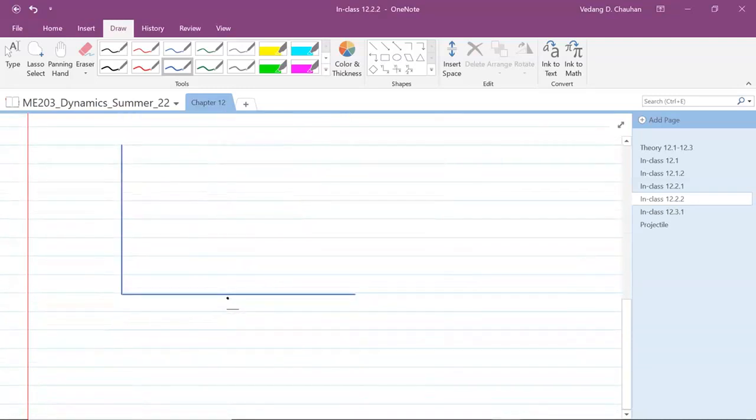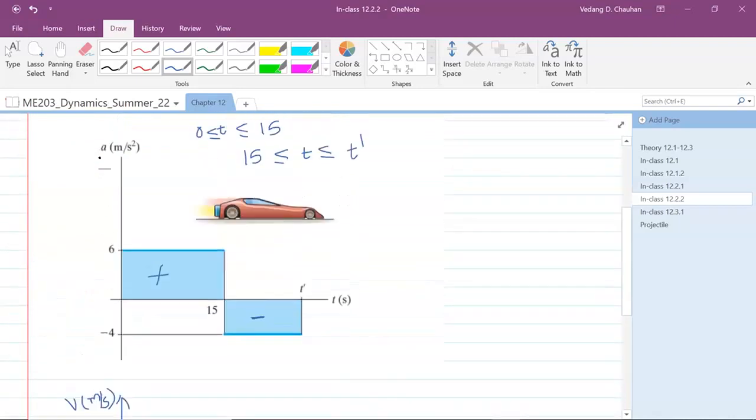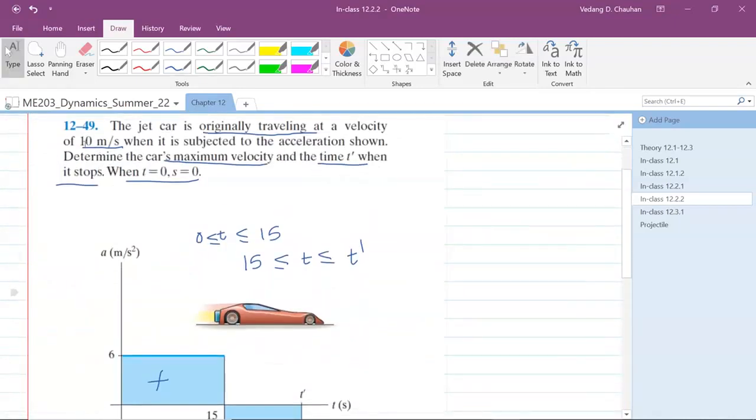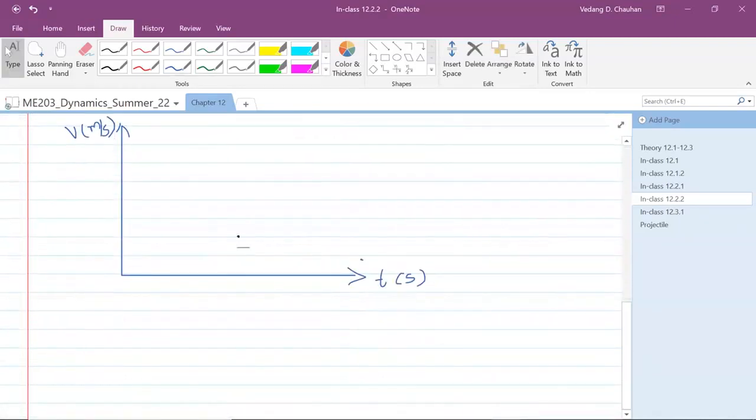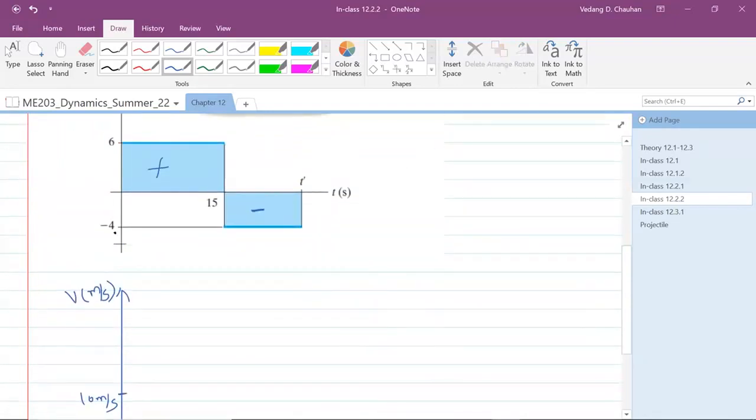So let's apply the graphical solution. On horizontal axis, we have time t, which is in seconds. On vertical axis, we have velocity v, which is meters per second. Now, initial velocity when time t is 0 is 10 meters per second. So that's really important that we plot that here. So this is initial velocity, 10 meters per second. So car is already in motion.